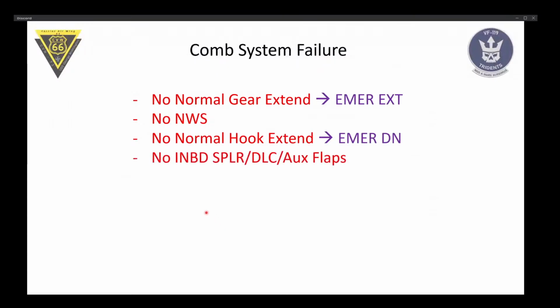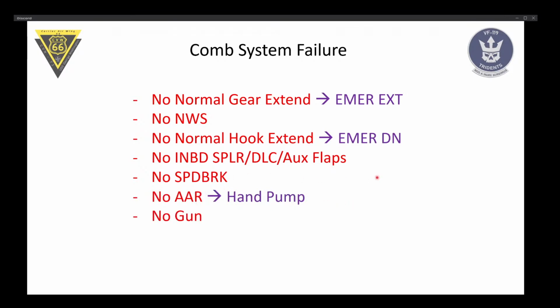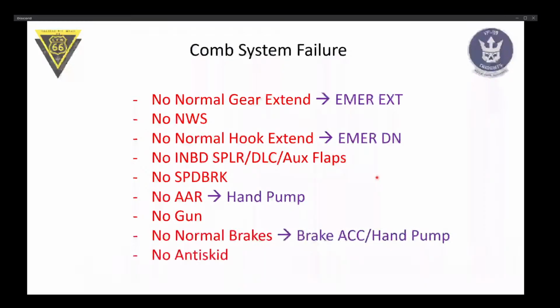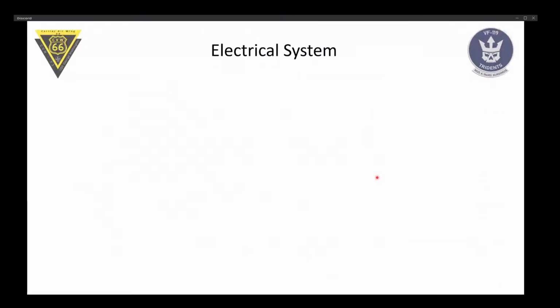You will not have inboard spoilers or DLC or aux flaps. Especially this part is important. If you're used to using a lot of DLC in the groove, which you shouldn't anyway, you're not going to have DLC. And also you're not going to have aux flaps, which means that your approach speed will be higher. You're not going to have any speed brake. Keep that in mind. And you don't have normal AR operation, but you can use the hand pump for that. Also no gun. No normal brakes. I said anti-skid doesn't matter in DCS.